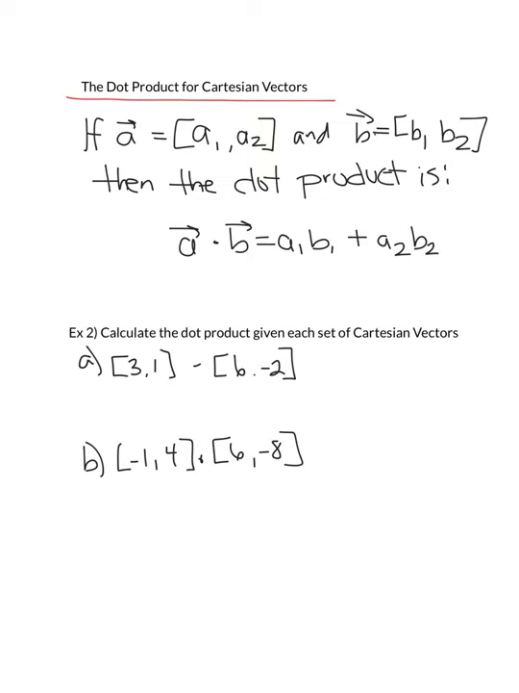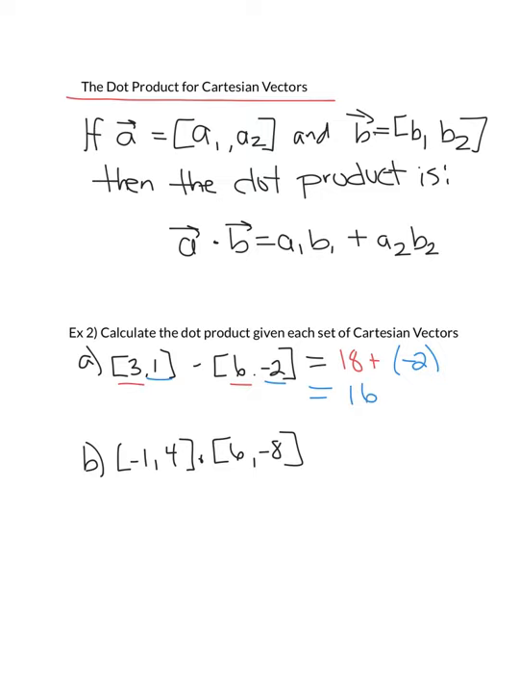So we're going to go through a couple of examples now. So example 2 says, calculate the dot product given each set of Cartesian vectors. So (3, 1) dot (6, -2). So the first thing that I'm going to do is multiply the x components. So 3 times 6 is 18, and then I'm going to add the multiplication of the two y components. 1 times -2 is -2. 18 plus -2 is 16.